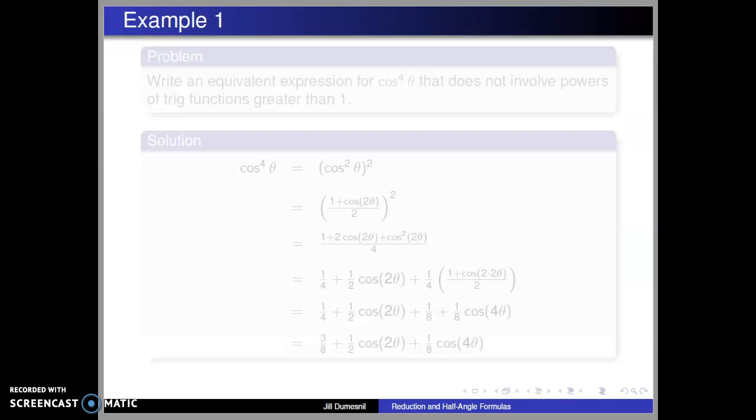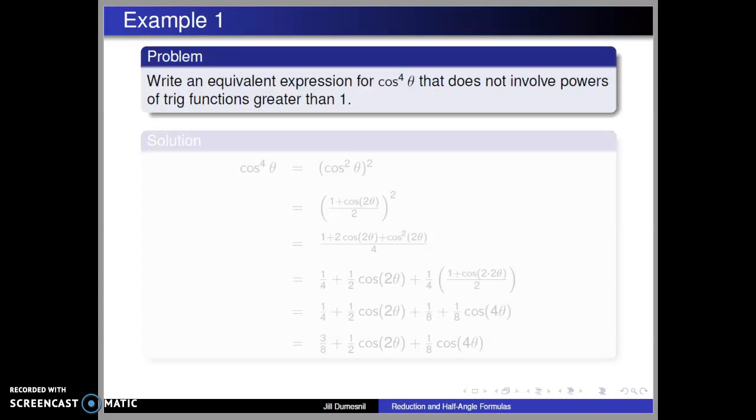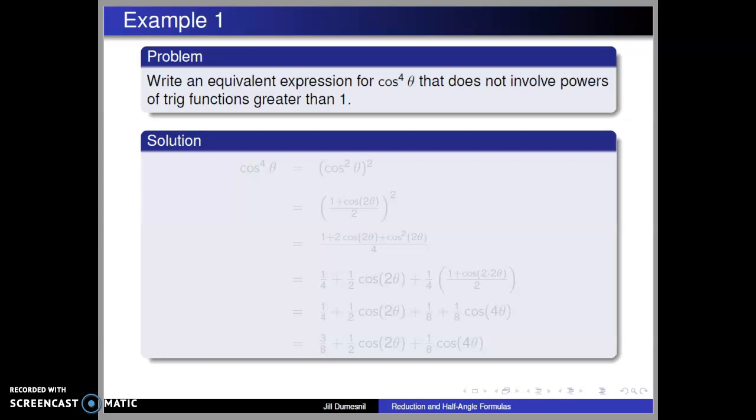Let's look at one example using the reduction formulas before moving to the half-angle formulas. Reduce cosine to the fourth theta to an equivalent expression that does not contain powers of trig functions greater than 1. This problem is similar to verification of an identity, but we don't know what expression we're working towards. Let's start with the fact that the fourth power is the square of the second power. Then we can reduce cosine squared theta to the quantity 1 plus cosine 2 theta over 2 and square this.